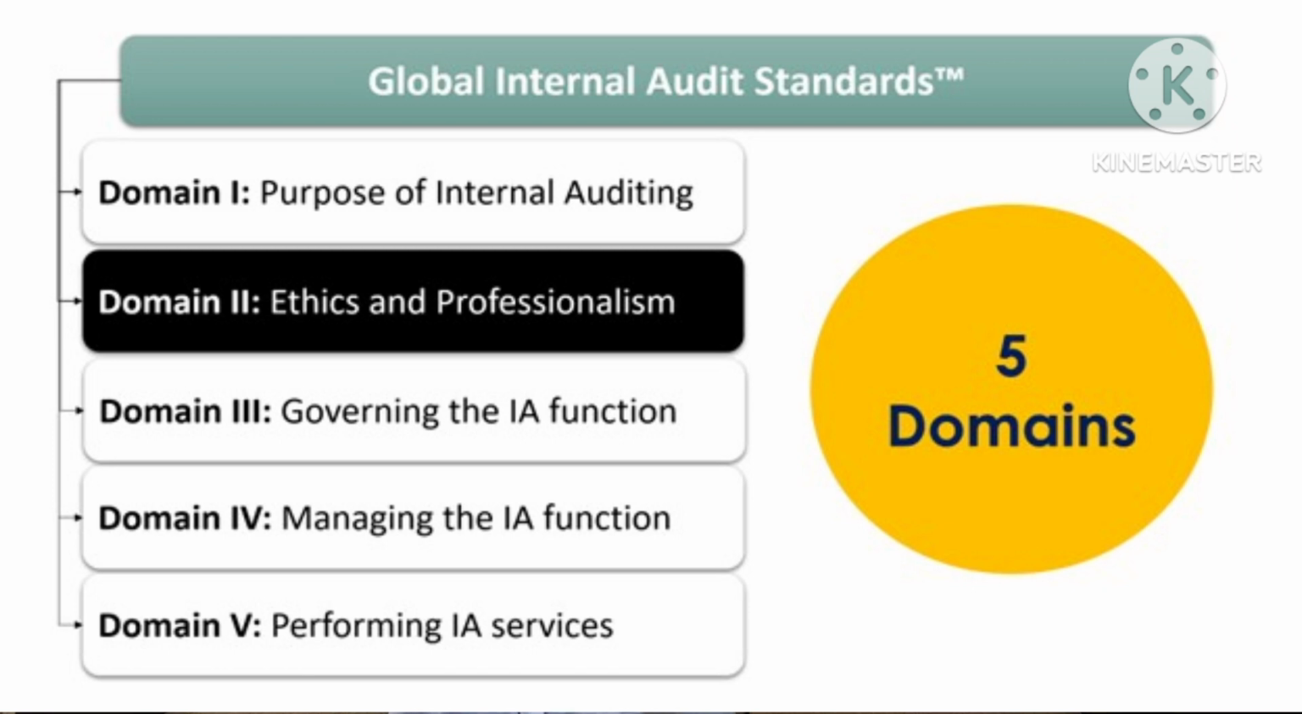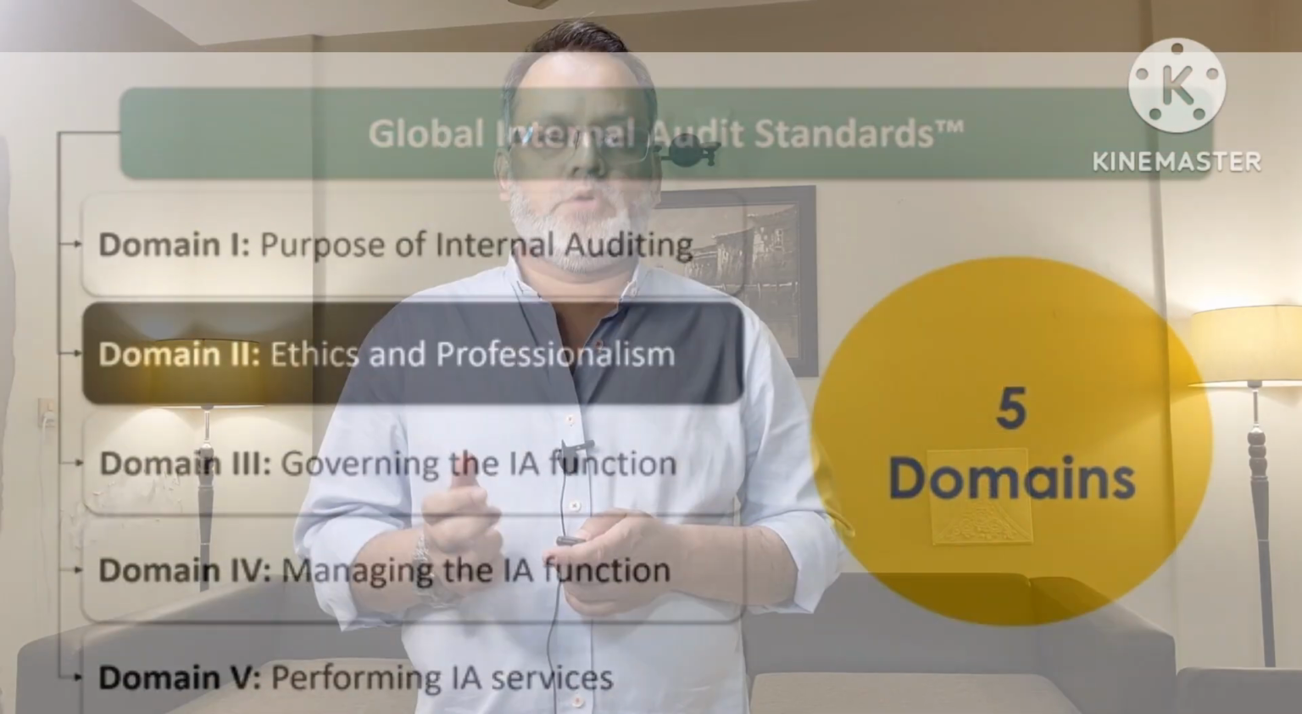So let's just quickly recap the 5 domains of the Global Internal Audit Standards. Domain 1 is already covered, which is the purpose of internal auditing. Domain 2, which we are now starting, is ethics and professionalism. Then domain 3, governing the internal audit function, and domain 4, managing the internal audit function. Domain 5 is performing internal audit services.